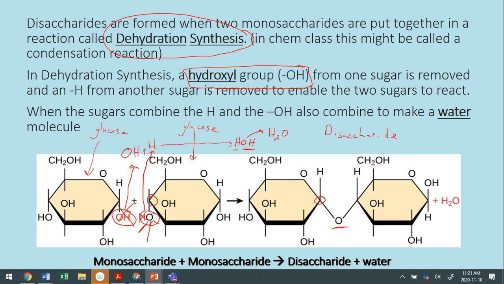All right? So that's known as dehydration synthesis. Why dehydration? I pulled the water out of there. Why synthesis? I created a disaccharide out of two monosaccharides. And this is an example of an anabolic reaction. I created a larger molecule from two smaller molecules.